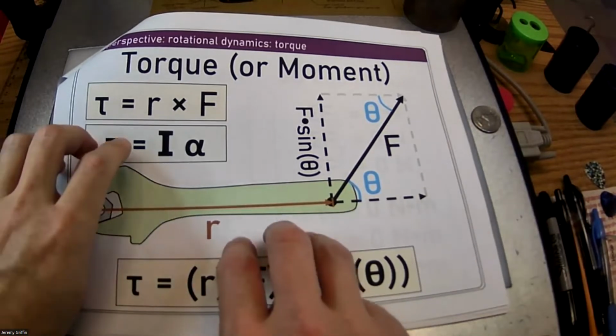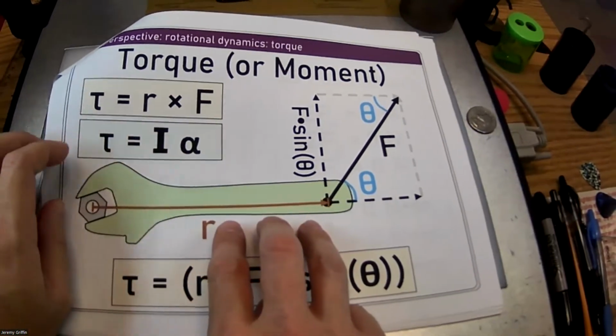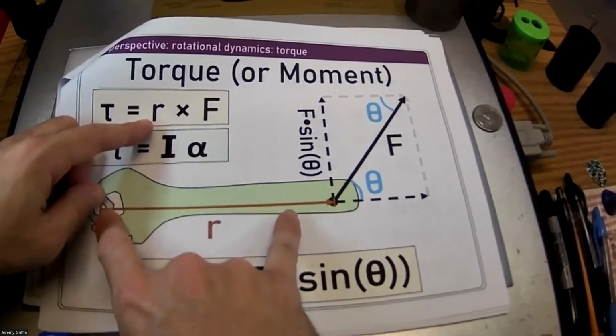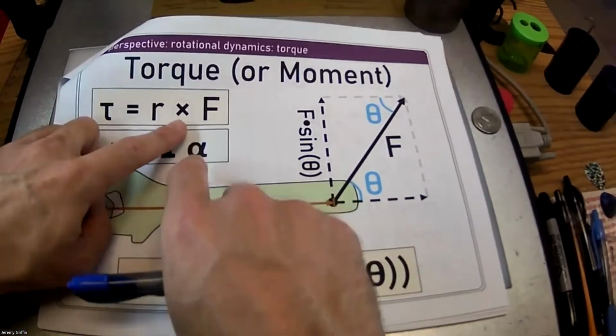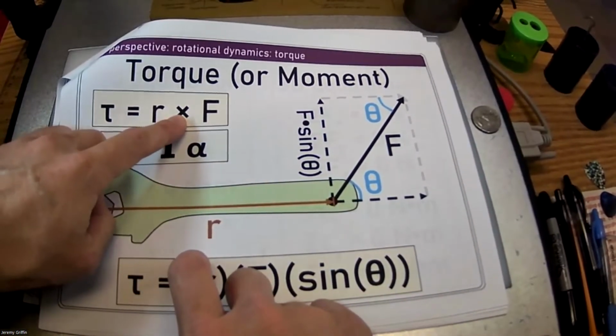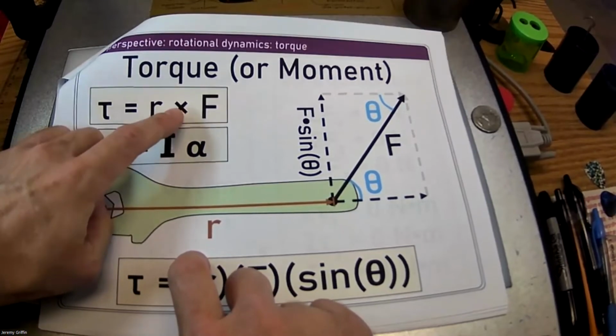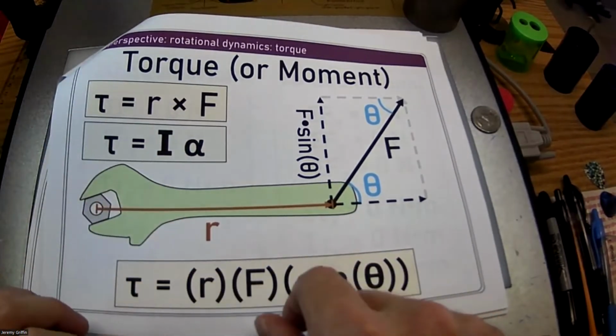So the physics formula for that is just R cross F. You just multiply the two together, this radius times this force. Well, actually, that cross is a special kind of multiplication. It's called a cross product, and what that means is you only multiply the perpendicular components.